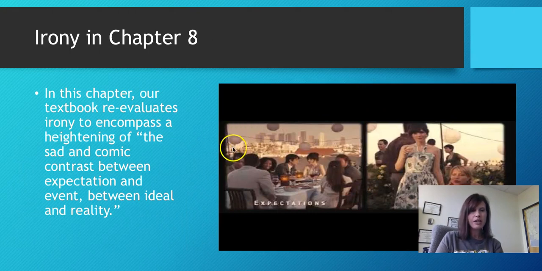This is another example here. We reevaluate irony in this chapter. And I actually really like this definition for irony in chapter 8. They reevaluate it to encompass a sad and comic contrast between expectation and reality.